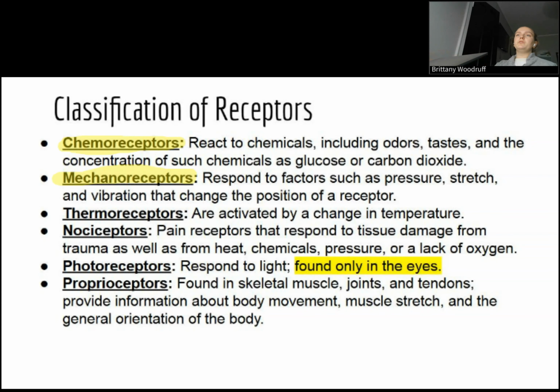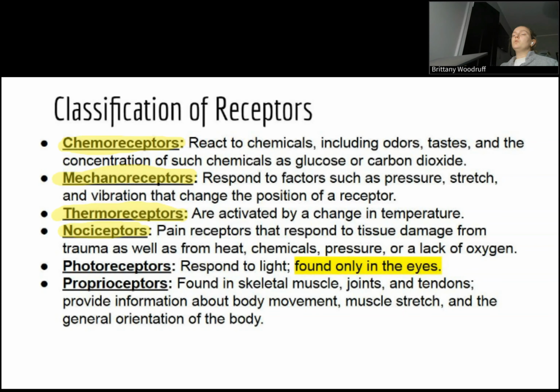Next, we have what are called nociceptors. Nociceptors are going to be involved in pain. So pain receptors that respond to tissue damage. Tissue damage can happen from heat, chemicals, pressure, or lack of oxygen. So when you have your hand on that stove, that heat can cause those nociceptors to start to fire. Lack of oxygen: if you wrap a string around your finger and cut off circulation to the tips of your fingers, over time it will cause pain to happen.